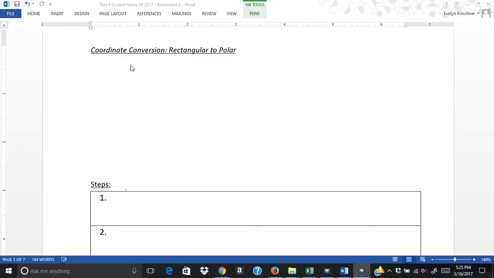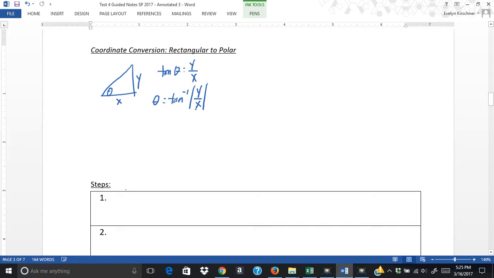So if I have a triangle, remember, some kind of triangle here, here's my theta, and I have my x and my y. I also know that the tangent of theta is y over x. That gives me theta is the tangent inverse of, and I'm going to do the absolute value of y over x. The reason I'm going to do absolute value is because I need to know my quadrant. So I have to find my quadrant, and that's going to tell me where my tangent is going to be.